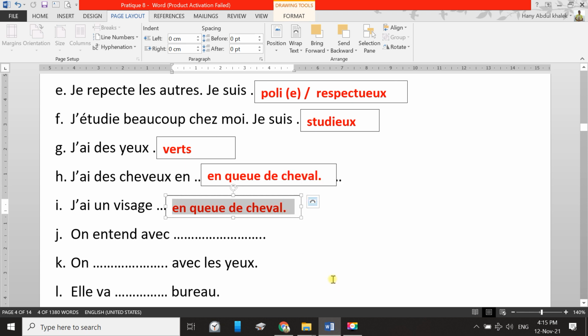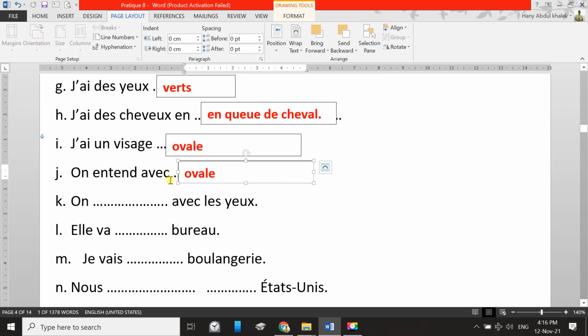Okay, and pay attention to the vocabulary. J'ai un visage. I have a face. We studied 3 words together. J'ai un visage ovale. Okay, oval face. J'ai un visage rond. J'ai un visage carré. So you can write one of these 3 words.